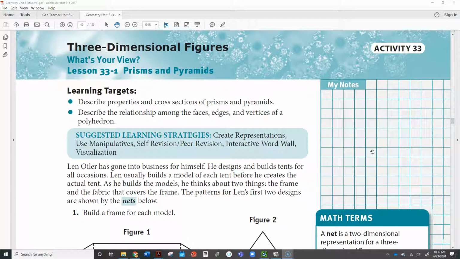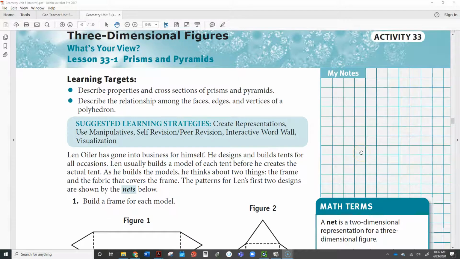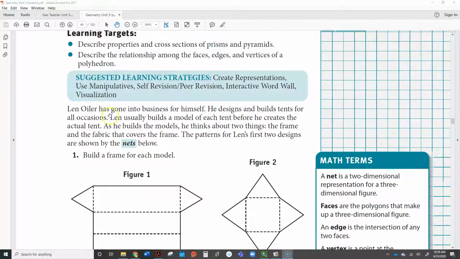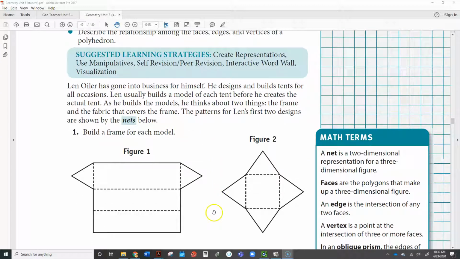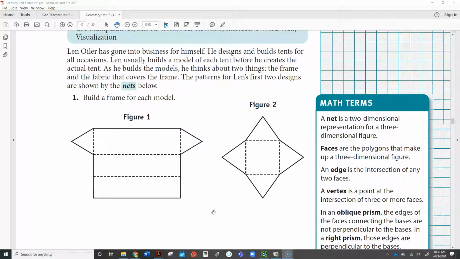This is lesson 33-1 on prisms and pyramids. We scroll down here and it says that a man is going into business for himself. He's going to design and build tents. And it says he usually builds a model of each tent before he creates the actual tent. As he builds the models, he thinks about two things, the frame and then the fabric.